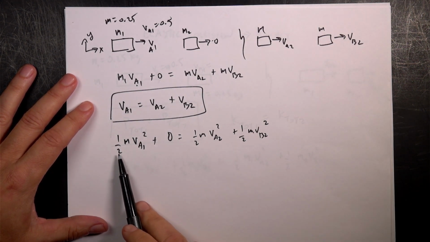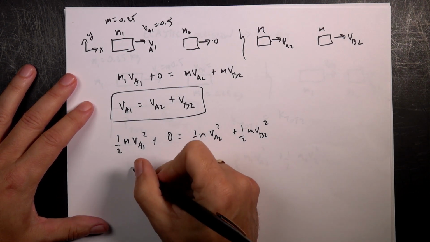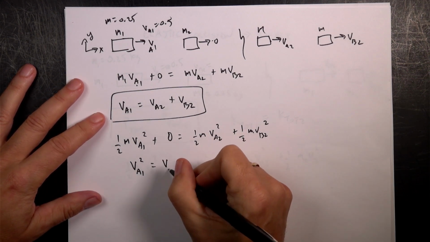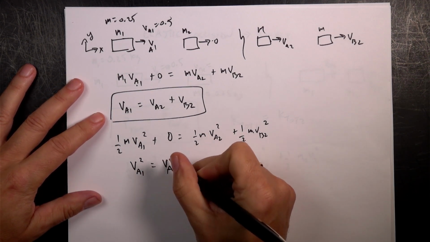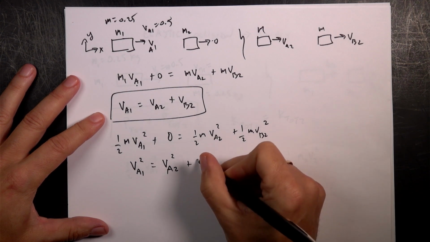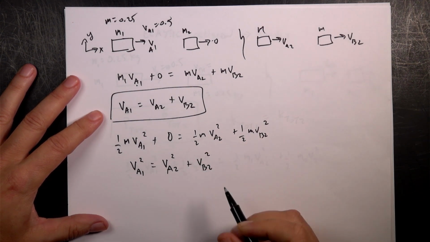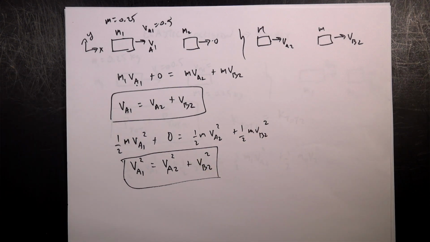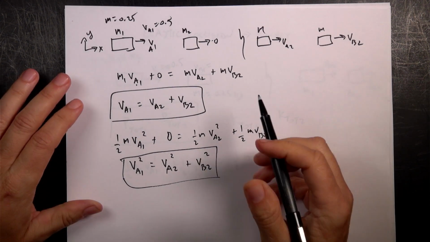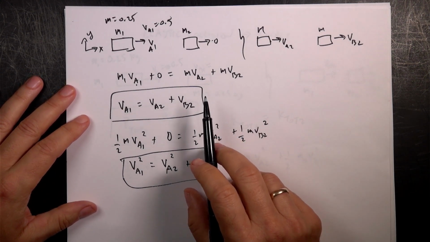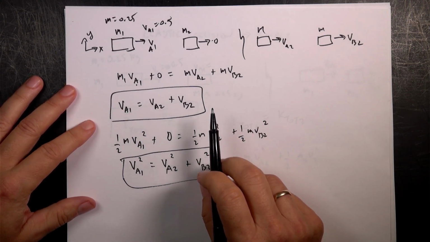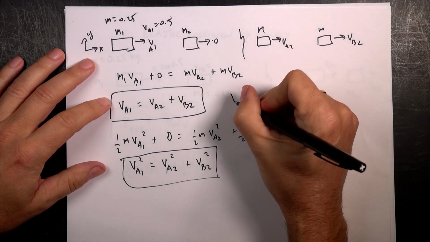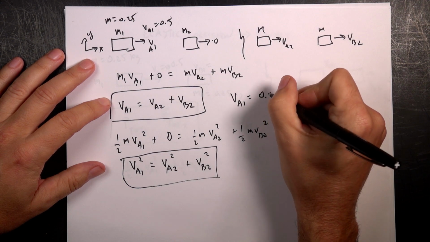Okay, so I can multiply both sides by 2 and divide by M. I get VA1 squared equals VA2 squared plus VB2 squared. So I have two equations, two unknowns. Now, there's a couple of ways to solve this, but let's just guess at a solution, because I don't want to get into the algebra of this. I want to focus on the collision itself. Let's just say VA1 equals 0.5.